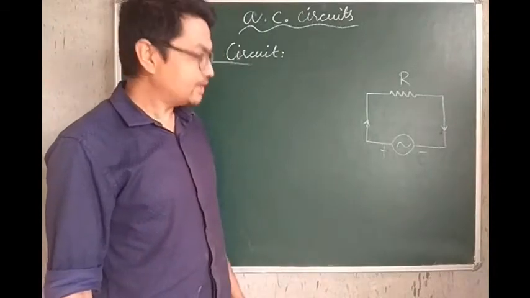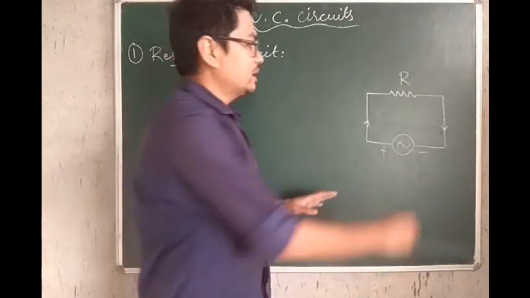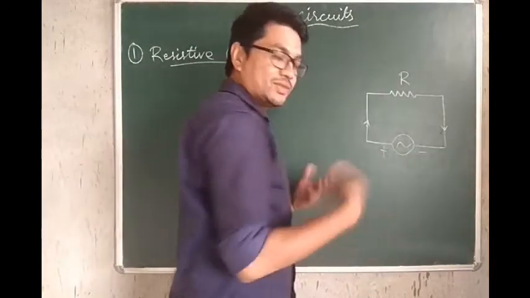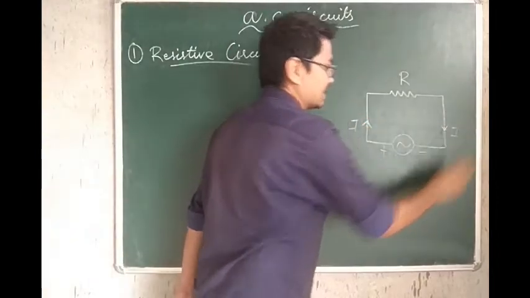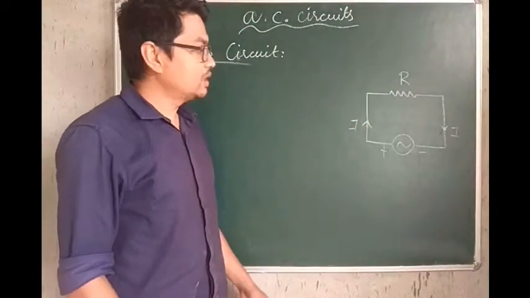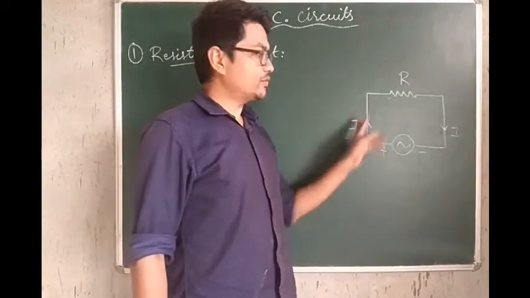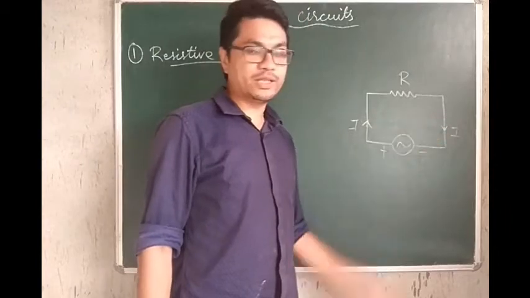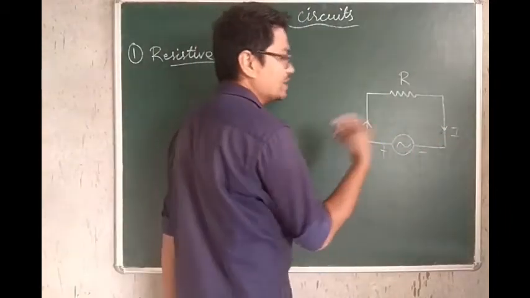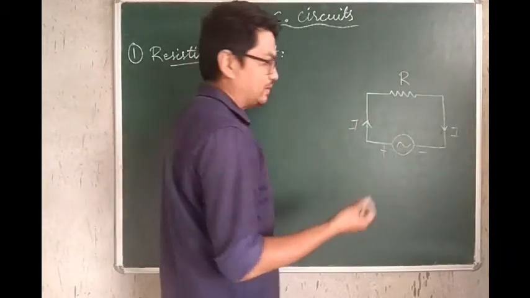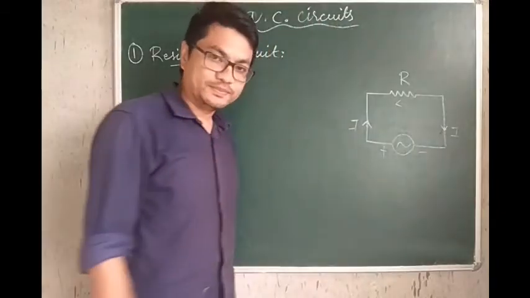Now, at some instant, say for example, this side is positive, this side is negative, such that current I is flowing in this direction. So, as you can see, at this instant current is flowing in the clockwise sense. So what we can do is, in this circuit, we can apply Kirchhoff's voltage law. And let us therefore consider an anti-clockwise motion.